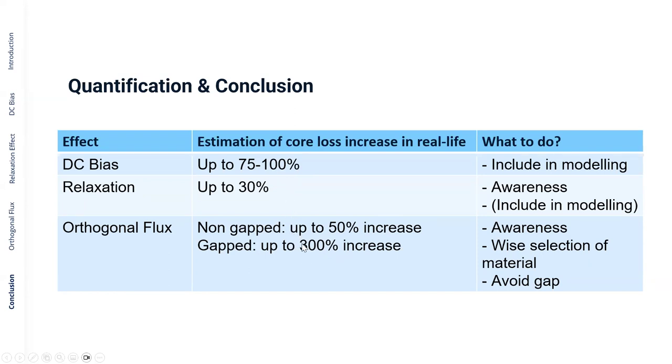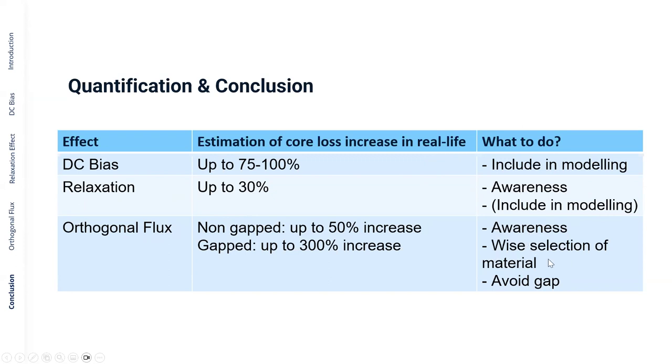Now, the question many of you might ask yourself is what to do. Well, I think the DC bias part should be included in modeling. The relaxation effect, I think it's okay if you are just aware of this. It would be nice to include it in modeling. Maybe in the future we will have models that are able to model this in an easier way than with additional parameters. And for the orthogonal flux, it is very important that you're aware of this effect.